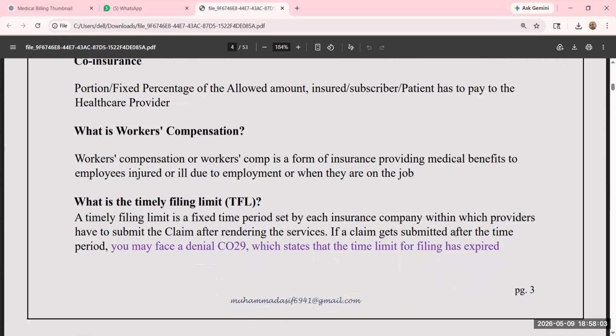Sometimes, because of corrections, denials, or many other reasons, the claim was not filed timely. So we need to take care that the TLF, the time limit, should be met. So these are about the time limit for filing.